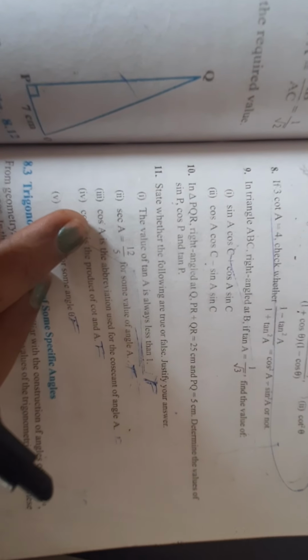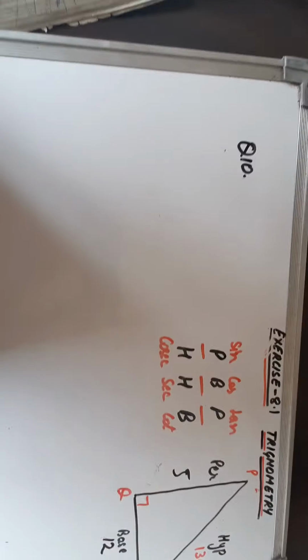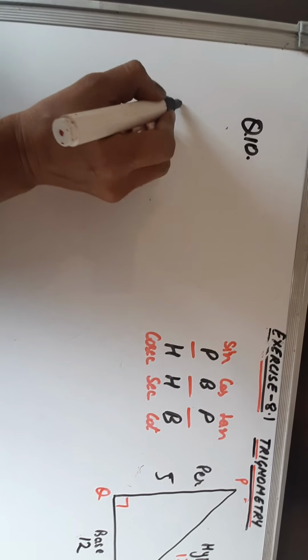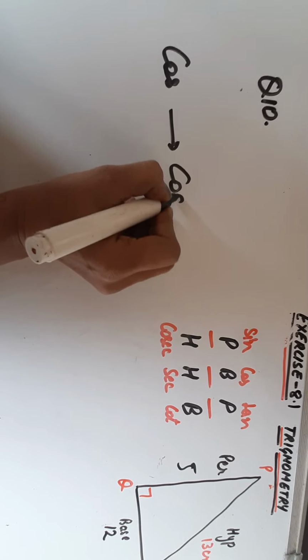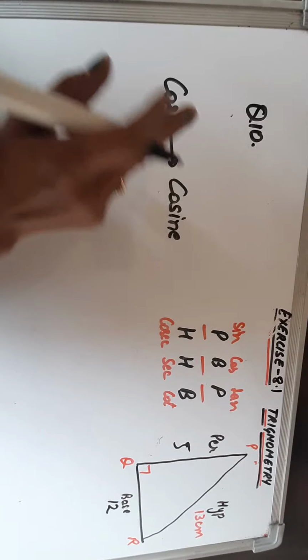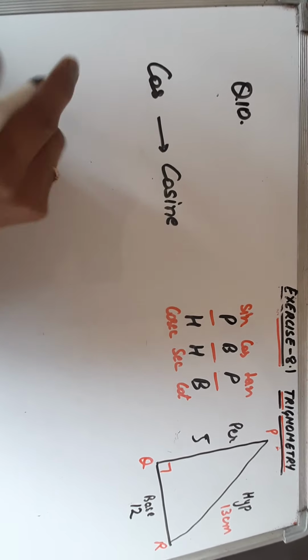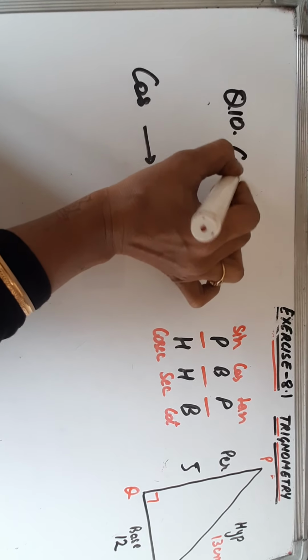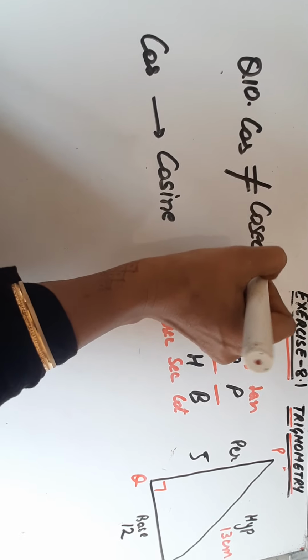Now third part. Now dear students, third part, cos A is the abbreviation used for cosecant of A? No. So in the very beginning video I told you cos is the abbreviation of cosine. Cos is the abbreviation of cosine, and they are telling that cos is the abbreviation of cosecant. So that is false. Cos is not the abbreviation of cosecant.